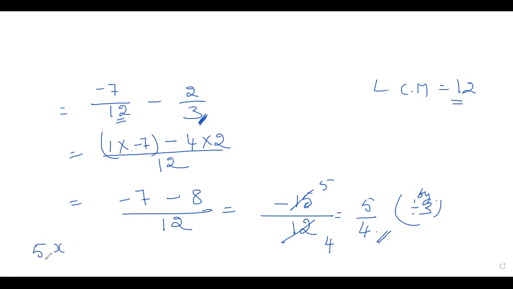That is 5x by 2 is equal to, what is the answer? 5 by 4. Now keep only x on the left side. You are going to shift this 5 by 2 to the right side. Already you know the concept, right? There is a multiplication sign between the variable and the number, so 5 goes to the denominator and 2 goes to the numerator.